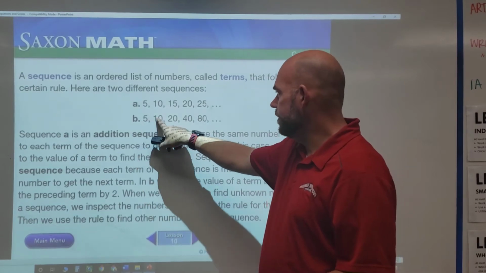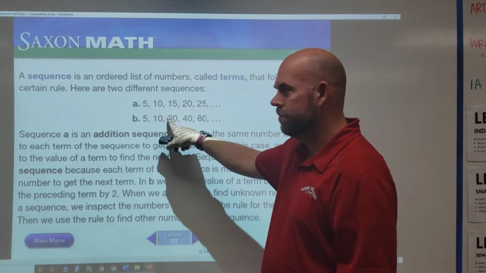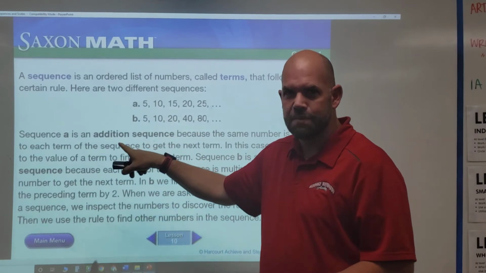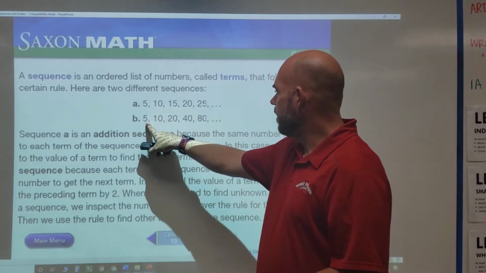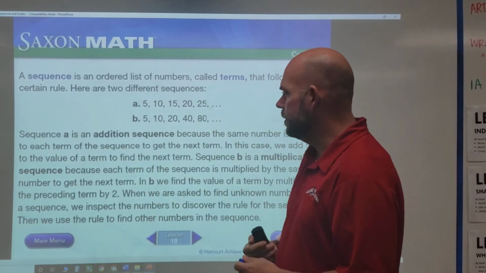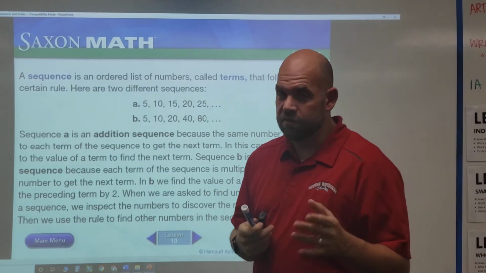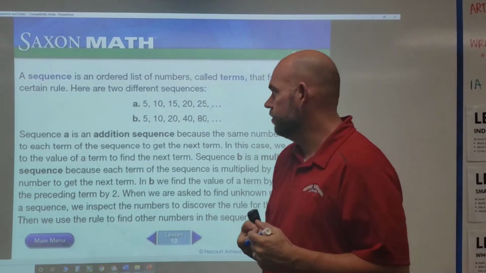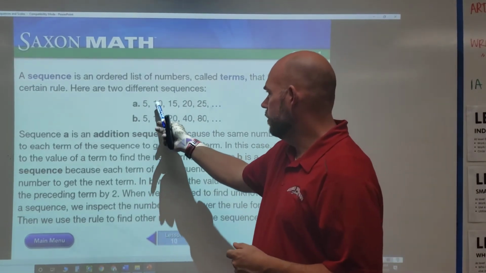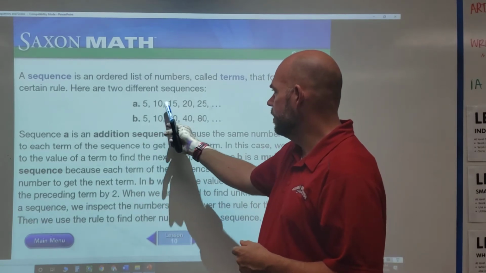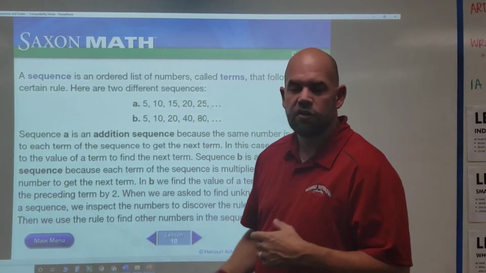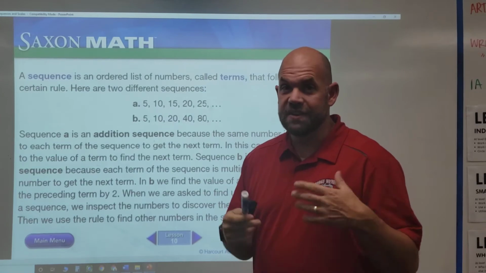If we look at 5, 10, we would think 15, but it doesn't go 5, 10, 15. So it's not adding by 5. So we have to look and see, well, what is happening here? The way that you can solve this pretty quickly for most patterns is first take the difference. So 10 minus 5 is 5. 15 minus 10 is 5. So that's where we're going to see it's an addition pattern.